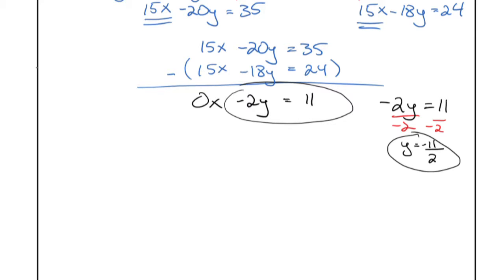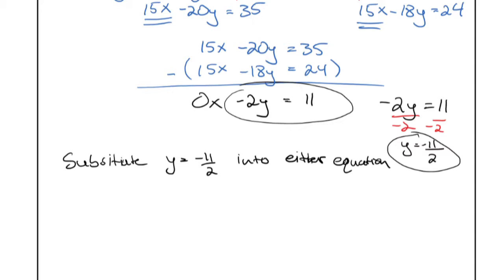So what I'm going to need to do now is substitute y is negative 11 over 2 into either equation. Doesn't matter. I can pick one, I can pick two. Might as well just pick one. So equation number 1 was 3x minus 4y is 7. And I'm going to substitute y is negative 11 over 2 in there. So I'm going to get 3x minus 4.